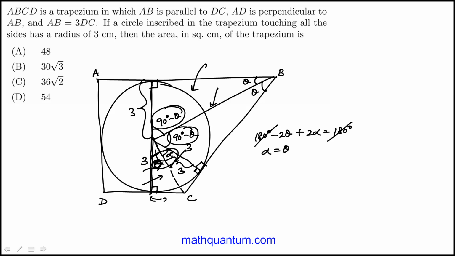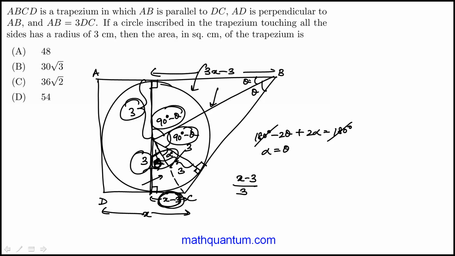We know that this is x minus 3. As I said earlier, this is x. So if we do the ratio, that's opposite theta, x minus 3 over 3. That has to be the same as 3 over this length here, which is 3x minus 3. So that must equal. So that's the relationship from similarity.